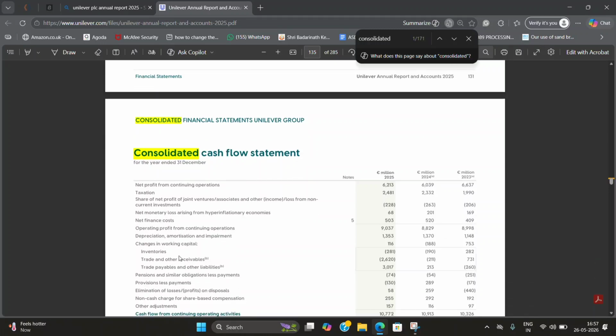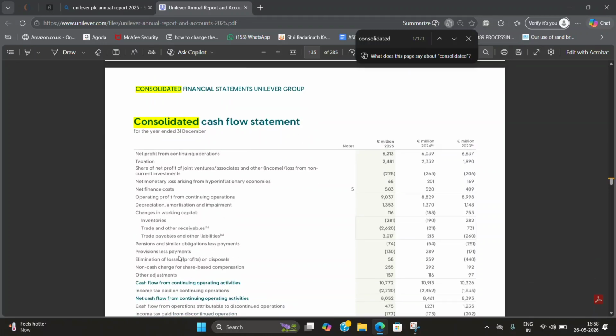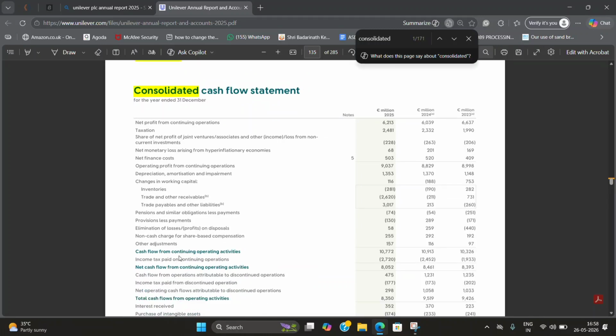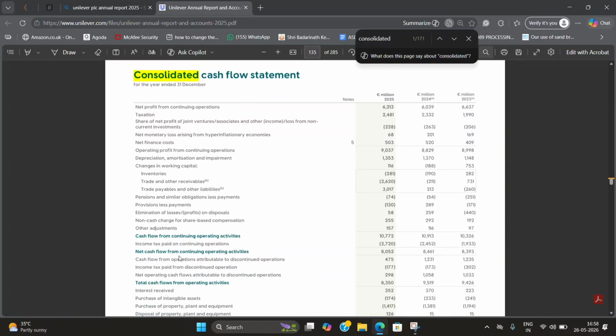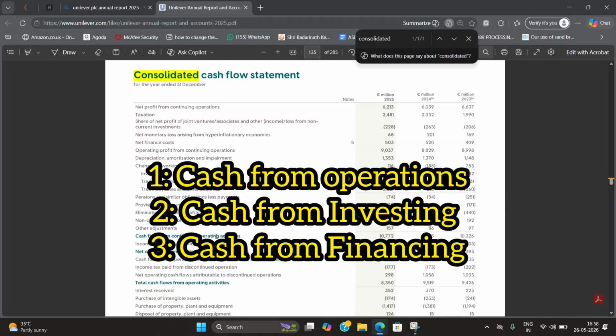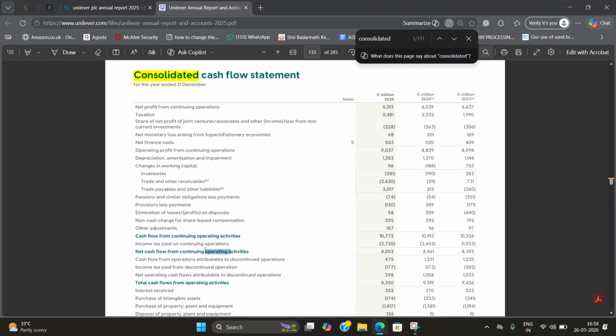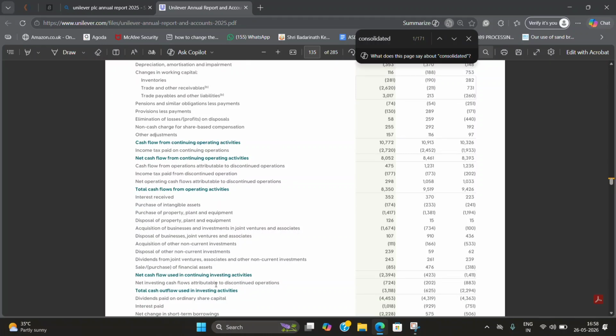Okay, next comes the consolidated cash flow statement. A cash flow statement includes all the necessary information on cash incomings and outgoings. These two terms are very common in cash flow statement analysis, because in a cash flow statement there are three major activities, three major categories: cash from operations, cash from financing, and cash from investing. Under these three heads, the management sees how much cash is coming in and how much cash is going out.